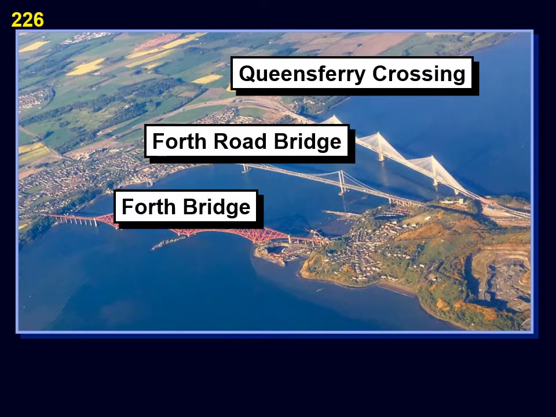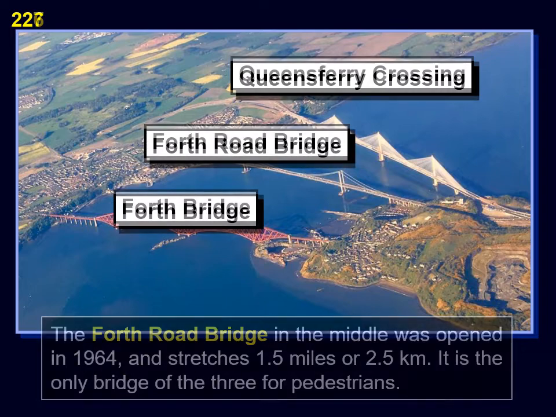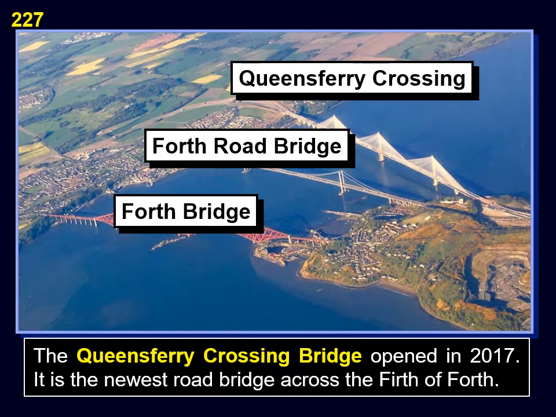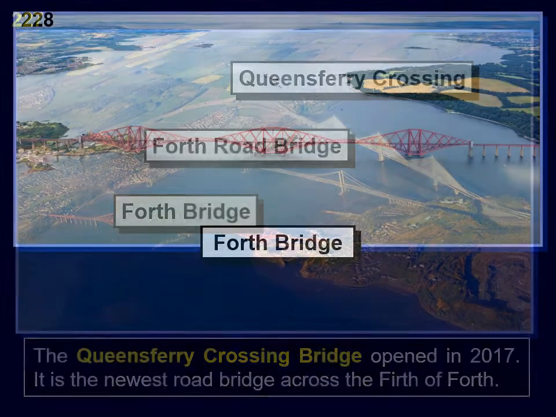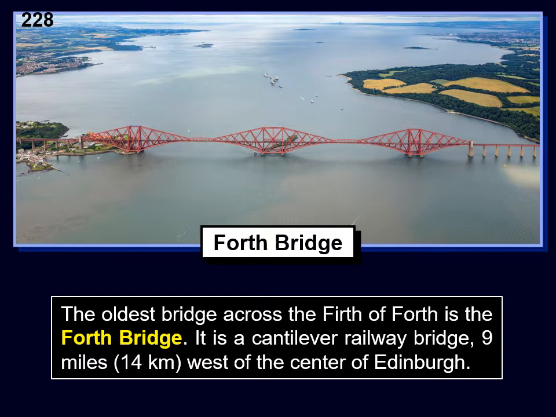The Firth Road Bridge in the middle was opened in 1964 and stretches 1.5 miles or 2.5 kilometers. It is the only bridge of the three for pedestrians. The Queen's Ferry Crossing Bridge opened in 2017. It is the newest road bridge across the Firth of Forth. The oldest bridge across the Firth of Forth is the Forth Bridge.